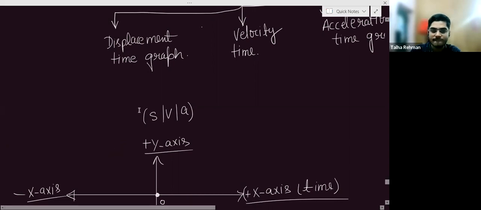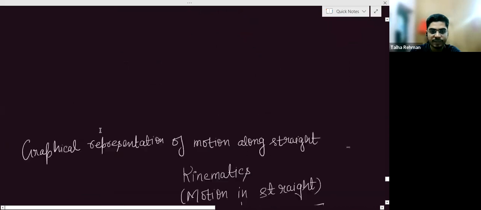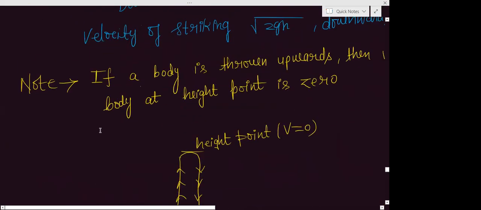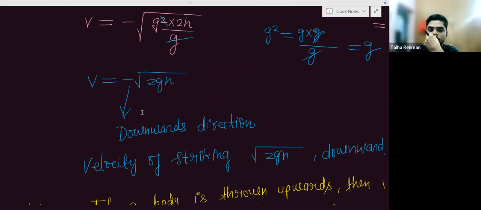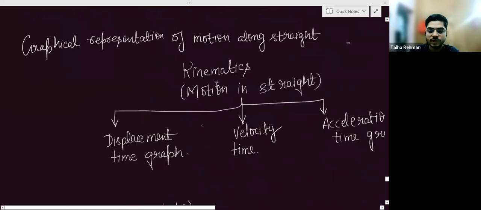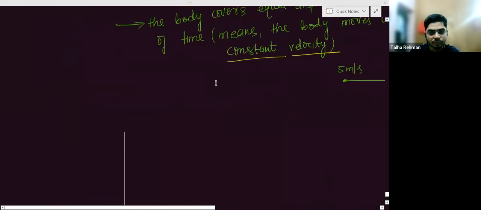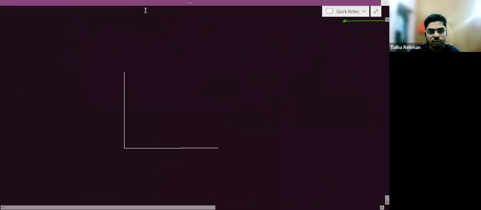So in your school, this kinematics chapter is completed, meaning displacement and velocity. Okay, so next graph. The next graph is like this.